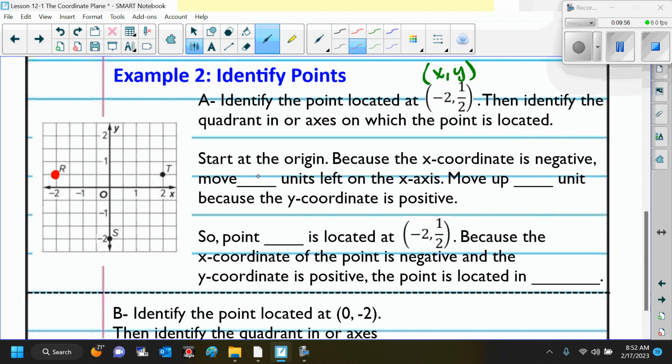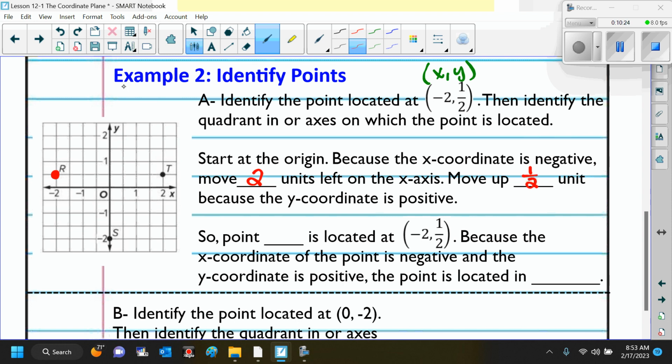So what did we do? Let's see. We started at the origin. Because the x-coordinate is negative, we moved left 2 units. So we're moving 2 units left on the x-axis, and then we moved up, because that was positive, we moved up half a unit. So we moved up 1/2 a unit because the y-coordinate was positive, okay?